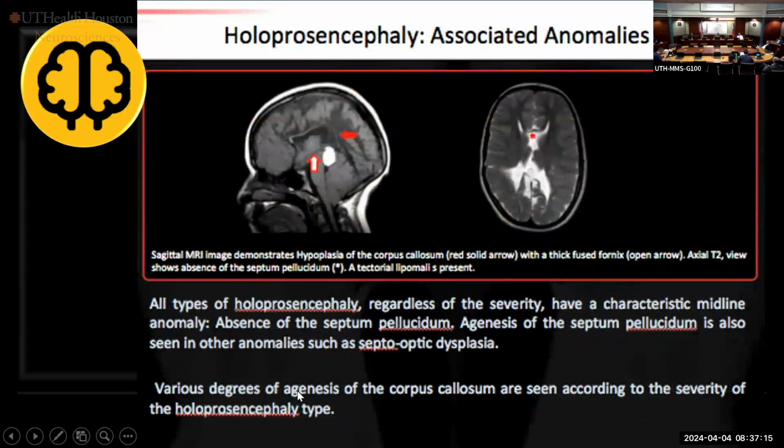So all types of holoprosencephaly, regardless of the severity, will have an absence of the septum pellucidum, right? Some of them will have just a genesis of the septum pellucidum if they're lobar holoprosencephaly. It's not complete, but just partial. We're going to see how that can happen. And various degrees of agenesis of the corpus callosum can be seen, because the corpus callosum is made out of that.